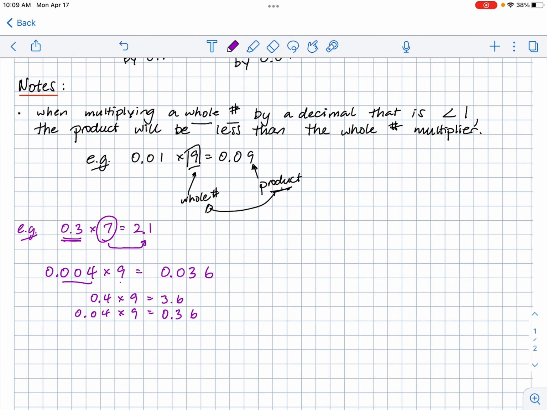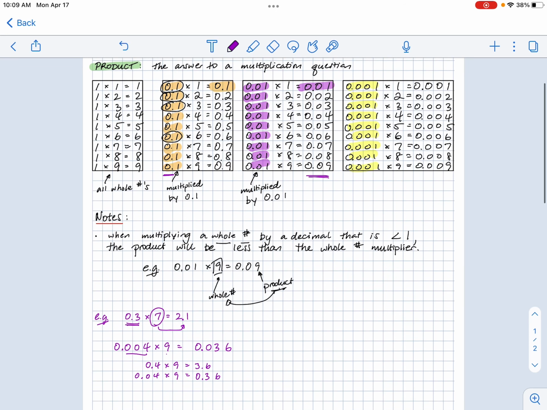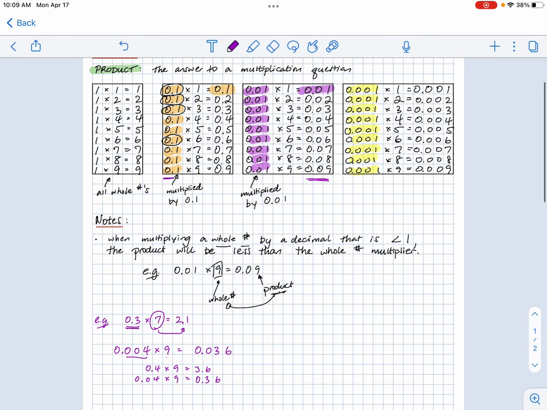Okay, so that's how you work other examples. But we go back to the patterns that we established up here when you're multiplying by a tenth, a hundredth, and a thousandth. And that can help guide you when you're trying to estimate your answers in different questions when you are multiplying a whole number by a decimal that is less than 1.